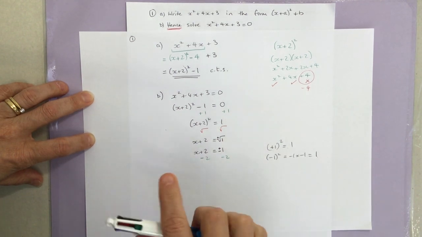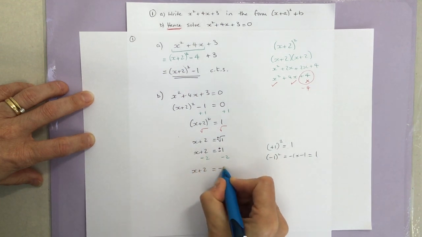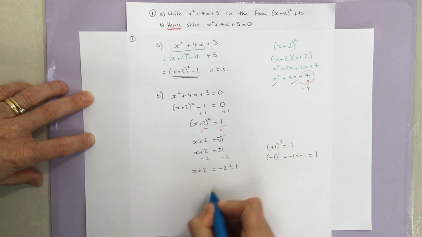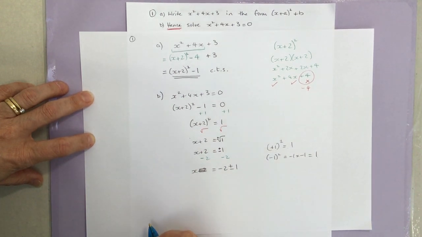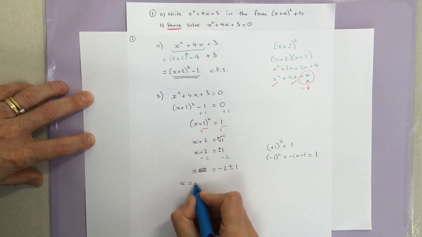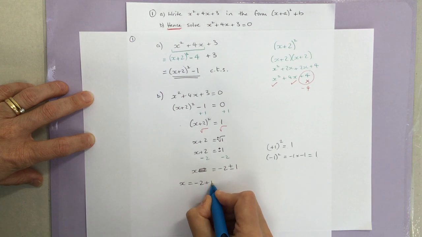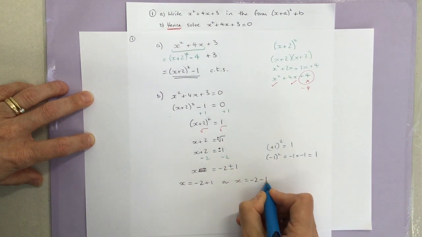Okay, next thing to do then is to get rid of this plus 2, so let's take 2 off each side. And then I'm going to end up with, sorry, not x plus 2, because I got rid of the plus 2. So x equals minus 2 plus or minus 1. And then I'm going to write that out as two solutions. So x is minus 2 plus 1, or x is minus 2 minus 1.